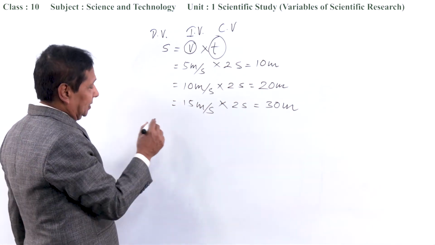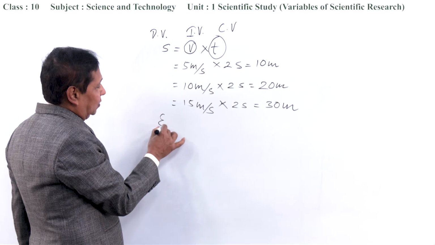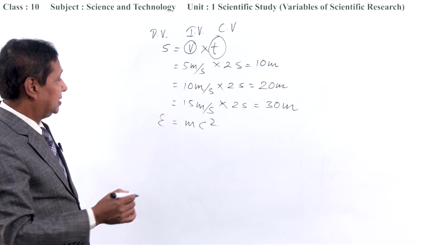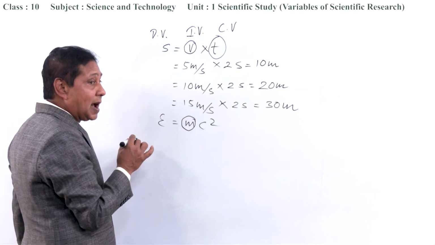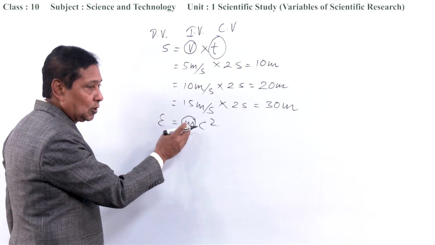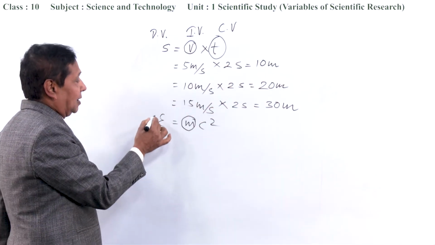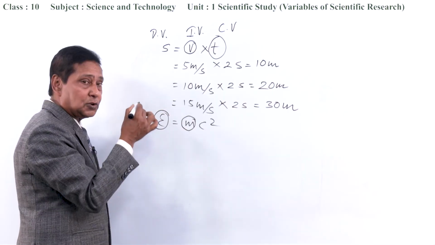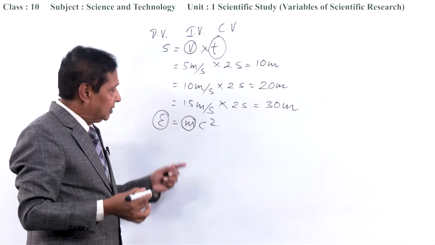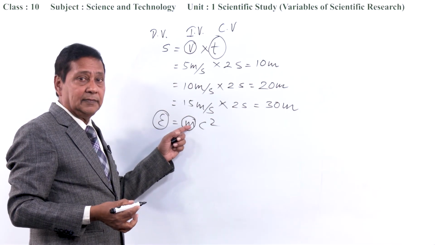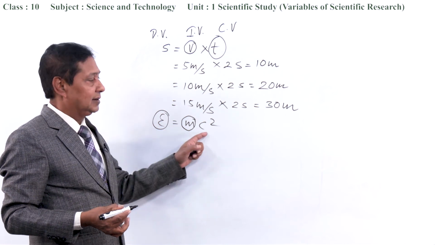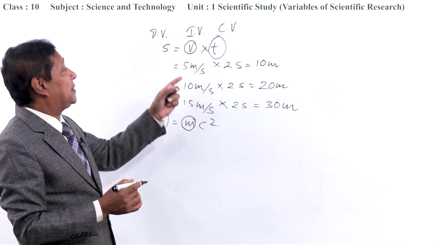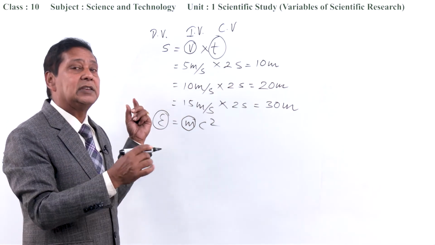Just for example, another example, E equal to mc square. This is a very famous equation. If the destroyed mass is more, then the amount of energy produced by the destruction of mass will be more. This is the independent variable, this is the dependent variable, and the velocity of light, which is denoted by c, is a constant. Normally, the dependent variable is taken on the left hand side and the independent on the right hand side.